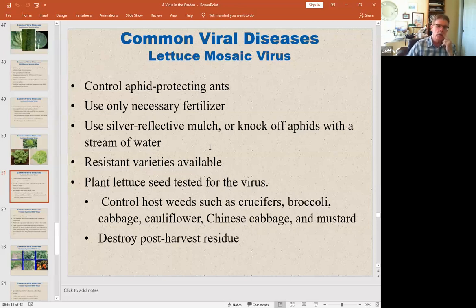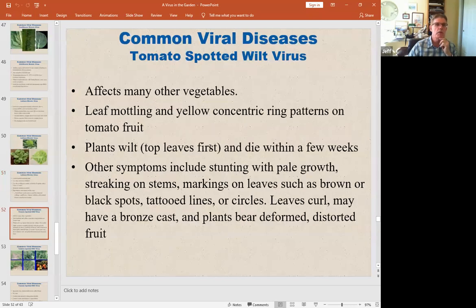Resistant varieties are available, and plant tested seed. If you're coming from seed in your lettuce crop, your seed packet should tell if they've been tested, or you can find out. Destroy post-harvest residue.